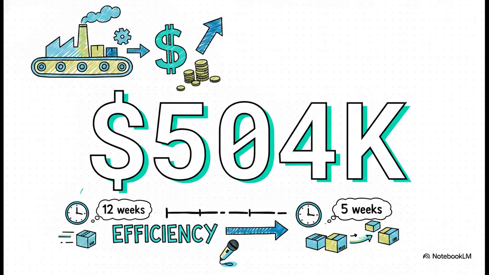Now, if you're sitting there wondering if this level of coordination actually moves the needle, just consider this number: $504,000. This is a real mic drop moment from our source text. This is the annual savings one textbook example achieved purely by utilizing effective materials management. Just by coordinating their flow better, they reduced the time their materials spent sitting around as work-in-process inventory from 12 weeks down to just 5 weeks. That single efficiency freed up $500,000 a year. No new sales, just better management.